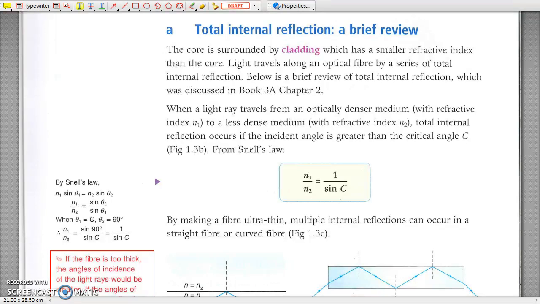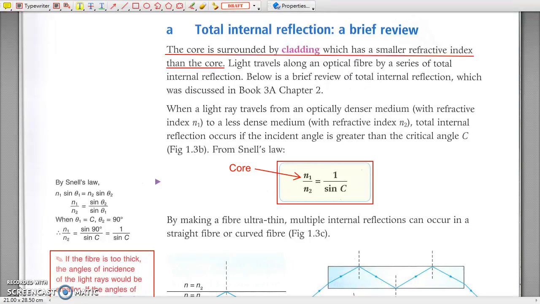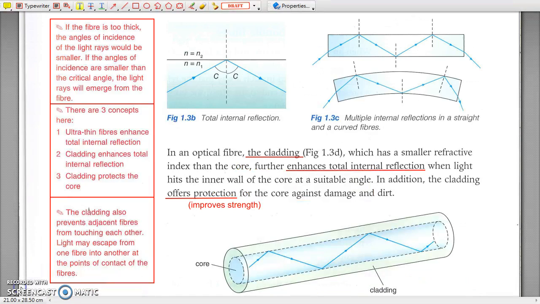So, what's more? Cladding is the layer that surrounds the central core. The refractive index of cladding is slightly smaller than the core, so that total internal reflection may occur. The cladding enhances total internal reflection, and it also gives strength to the fiber, so as to protect the core against damage and dirt, and also the leakage of light signal when two fibers touch each other.